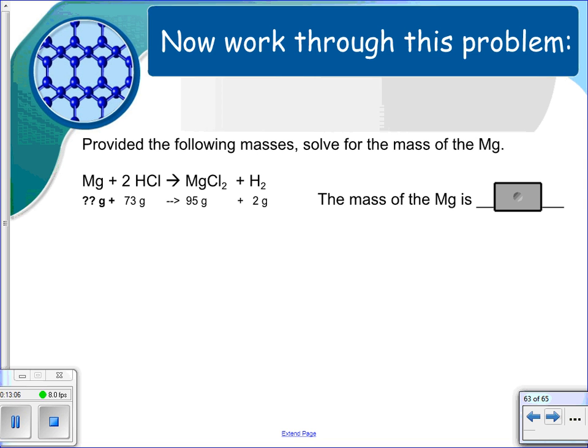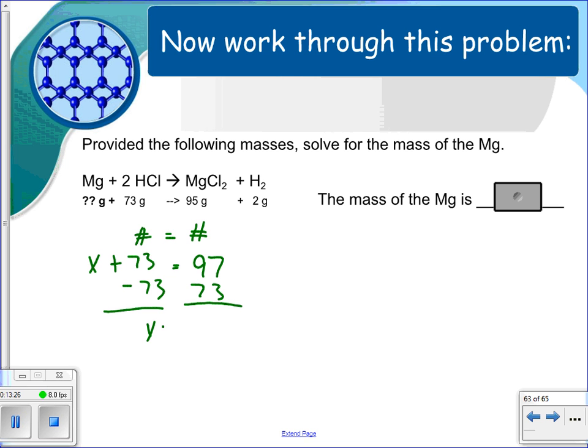Given the following masses, solve for the mass of magnesium. So when you look at this, if you add these, this number should equal this side's number. So you do 95 plus 2, it's 97. And so this side is X. So you just subtract out that, and you should get the answer of 24. And it is 24. Okay.